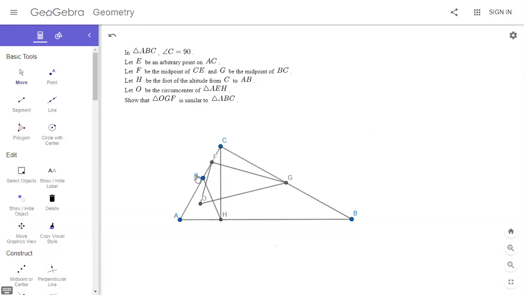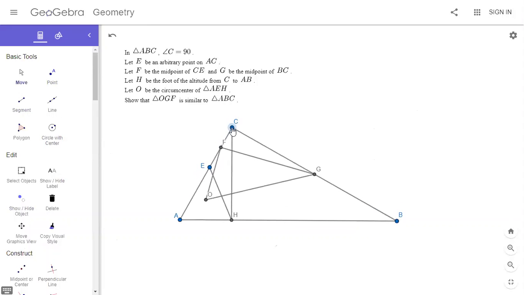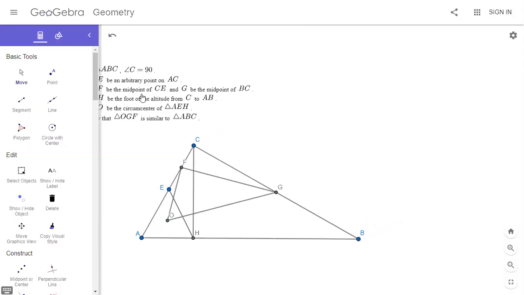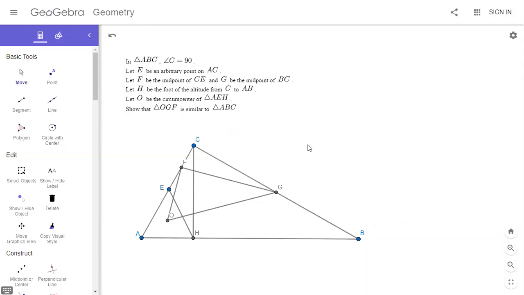Let's make the diagram a little bigger. So FG, since F is the midpoint of CE and G is the midpoint of BC, FG is parallel to BE. Let's see. Let me try some stuff.